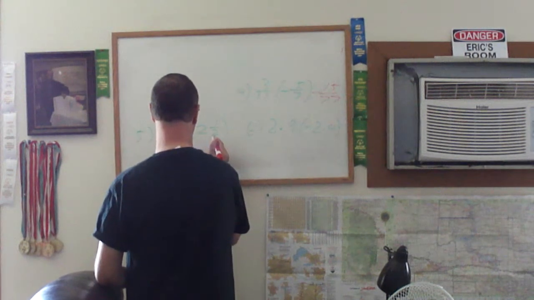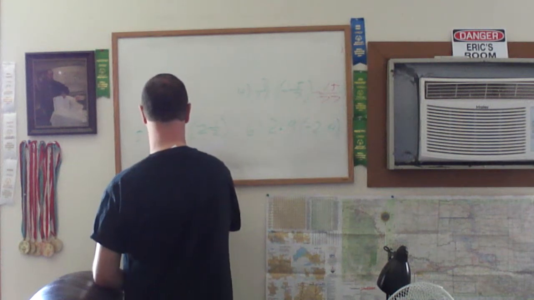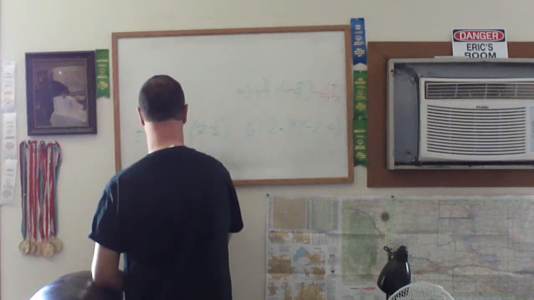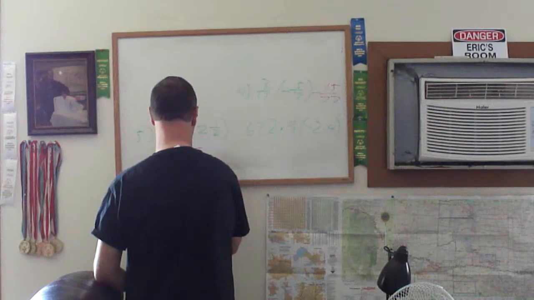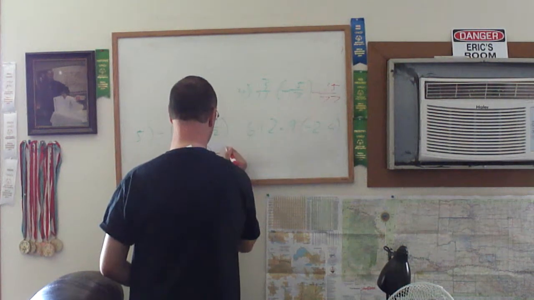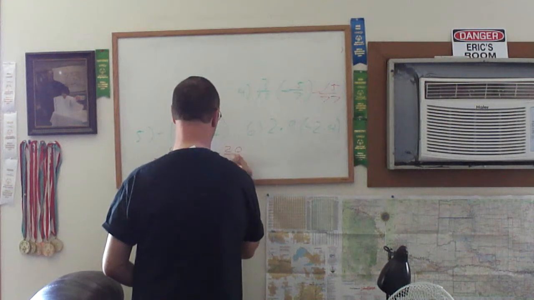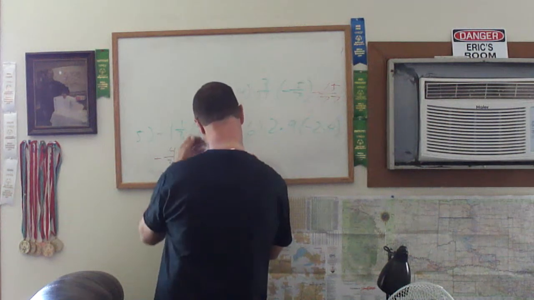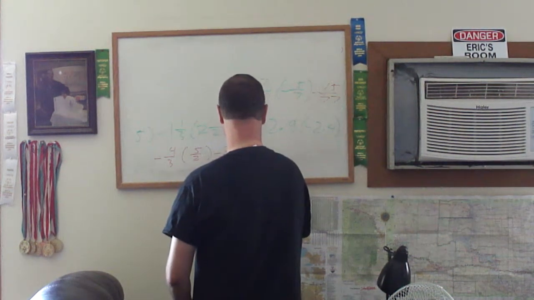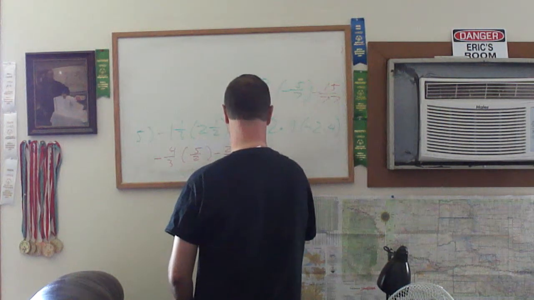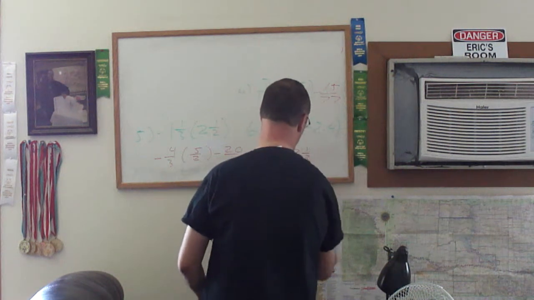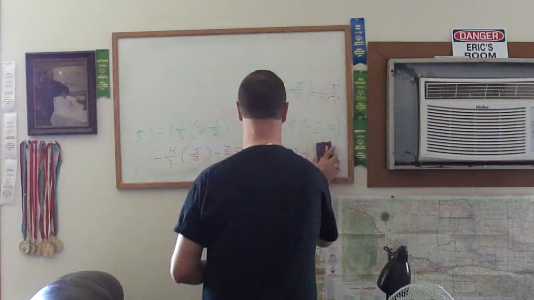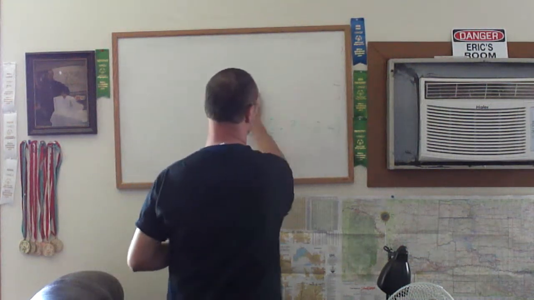Negative 1 1/3 times positive 2 1/2: that's negative 4/3 times 5/2, which will be negative 20/6, which equals negative 3 2/6, which can also reduce to a negative 3 1/3. Always reduce to the lowest terms as possible. A negative 3 1/3.